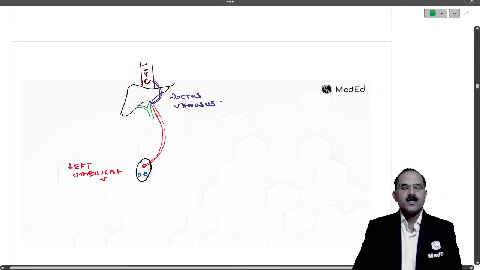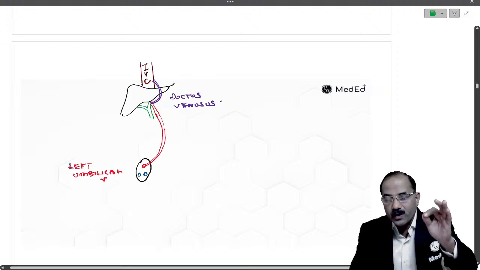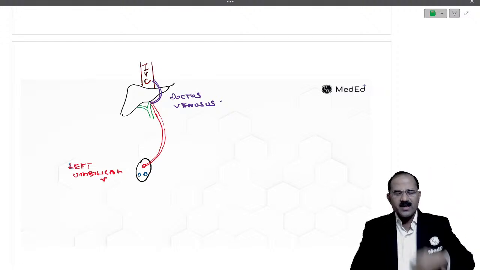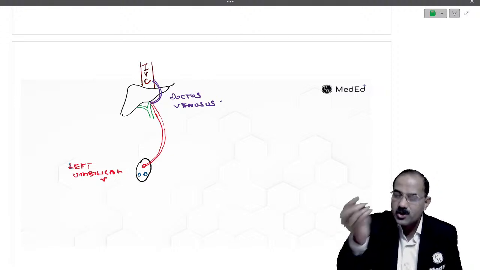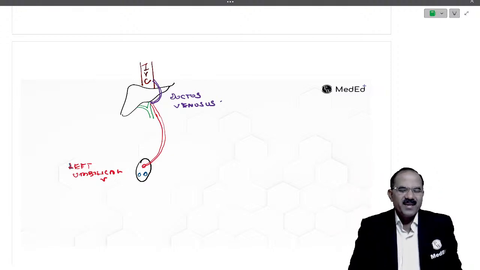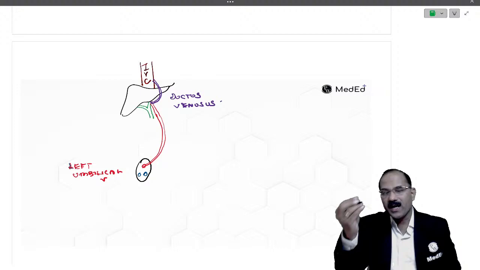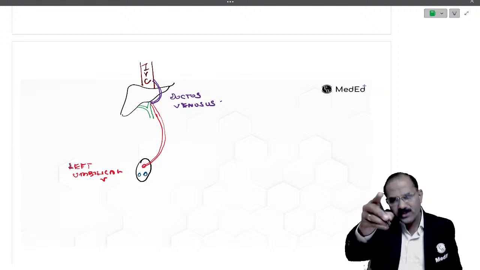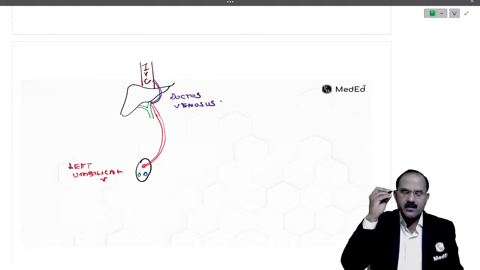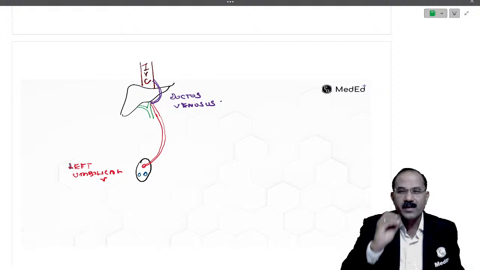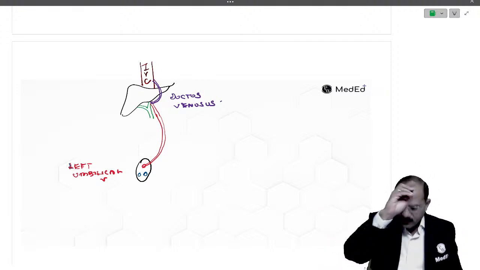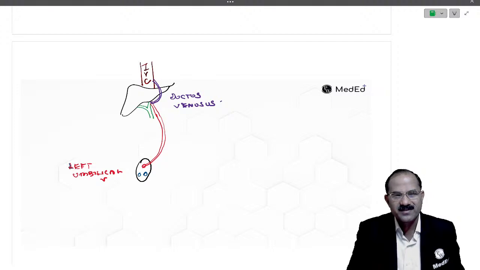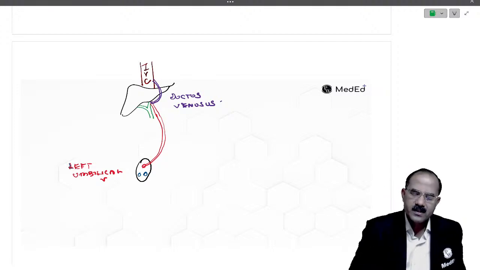That's the ductus venosus. So, bacho, what does the ductus venosus connect? It connects the left branch of the portal vein to the IVC. This is very specific. If one student says the ductus venosus connects the portal vein to the IVC, and the other student says the left branch of the portal vein to the IVC, definitely I'll give the other student more marks. Right?